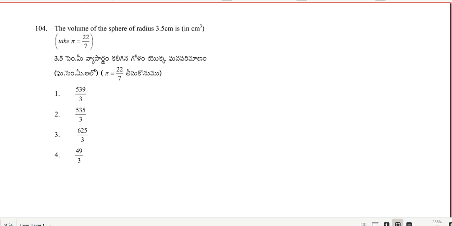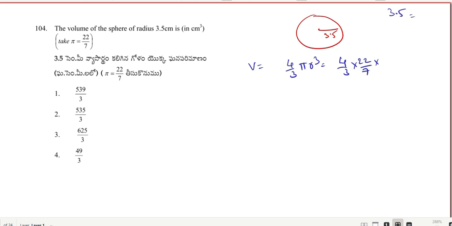Volume of a sphere of radius 3.5 centimeters. Okay, we have been given that the radius of a sphere is 3.5 centimeters, and we are asked to find out the volume. So volume of sphere is what? 4 by 3 pi r cube. By using this formula, 4 by 3 times pi is what? 22 by 7 into 3.5. 3.5 can be written as 35 by 10. So this is 5 2s are 10, 5 7s are 35, that is 7 by 2. You can write. So r cube means what? 7 by 2 whole cube, that means 7 by 2 into 7 by 2 into 7 by 2.